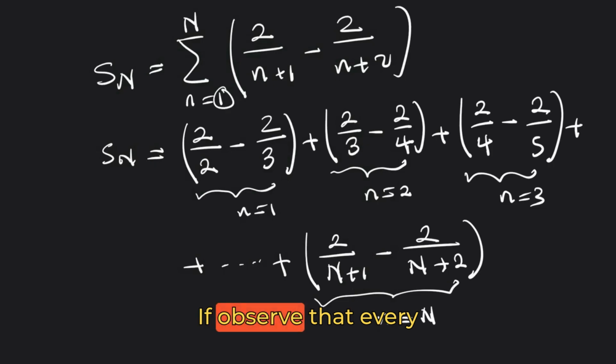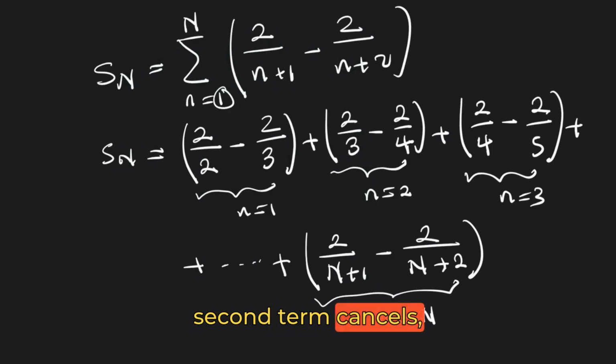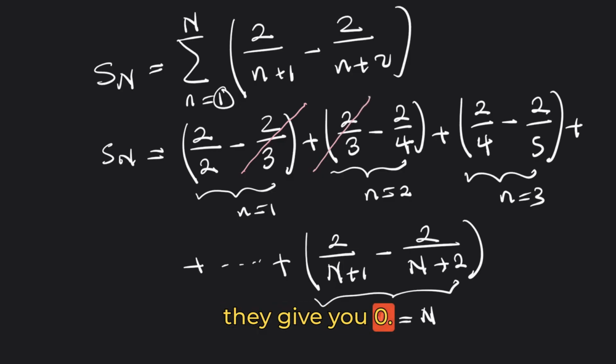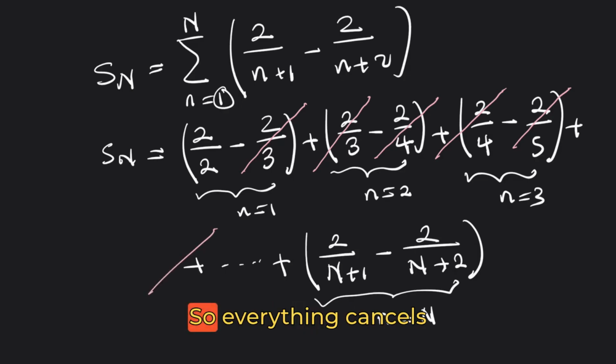Now let us observe. You observe that every second term cancels, right? This is negative 2 over 3. This is positive 2 over 3. So these ones give you 0. In the same way, you can have negative 2 over 4, and this is 2 over 4. So meaning that the 2 over 5 is going to cancel out with some 2 over 5, right? So everything cancels with the next one.